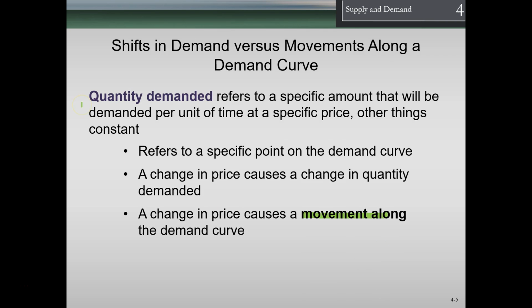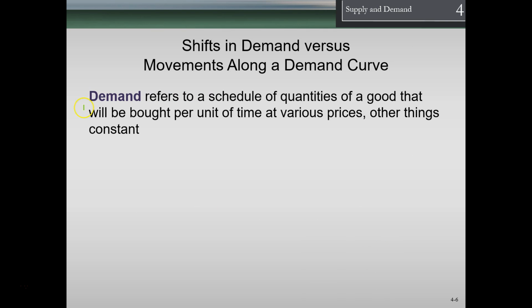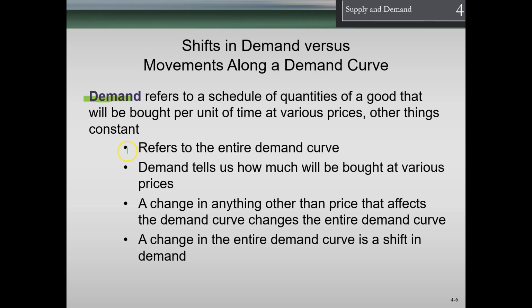Now we're going to contrast this term quantity demanded with the term demand itself. Demand refers to the schedule of quantities of a good that will be bought per unit of time at various prices. So now we're talking about the set of quantities at various different prices, other things constant. The curve itself refers to the entire demand curve, not just one point in time. Demand tells us how much will be bought at various prices.